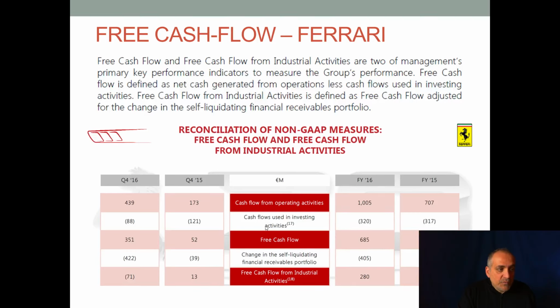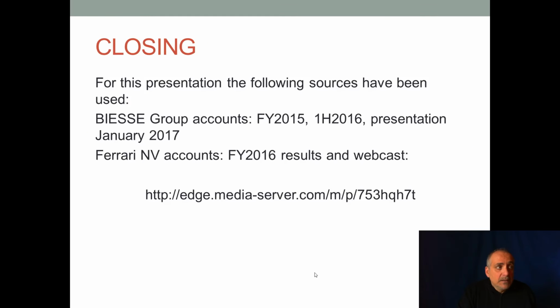This is the cash flow of Ferrari. So cash flow from operating activities, cash flow from investing activities, and then you got the part of free cash flow, as I said, and free cash flow from industrial activities. You then have to add the part connected, clearly, to funding.